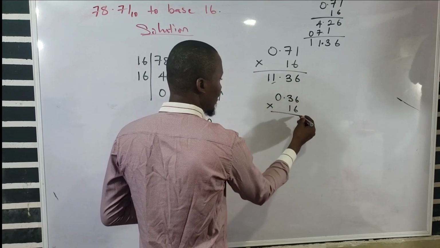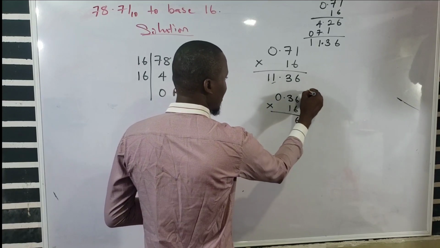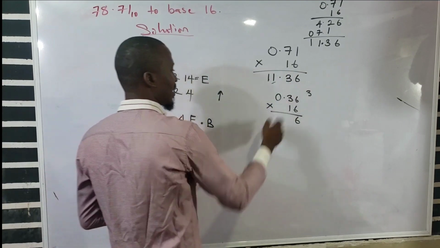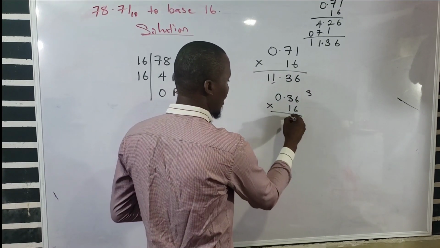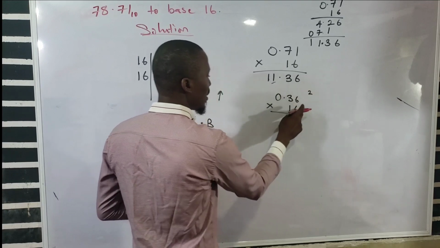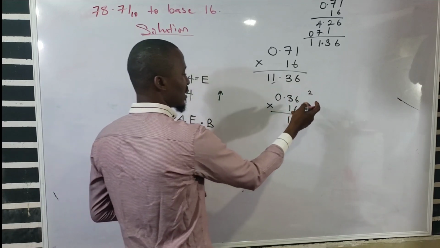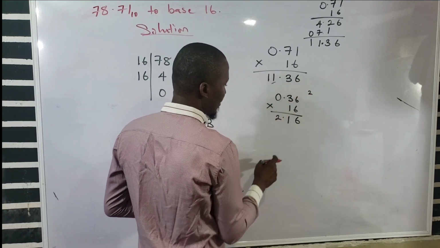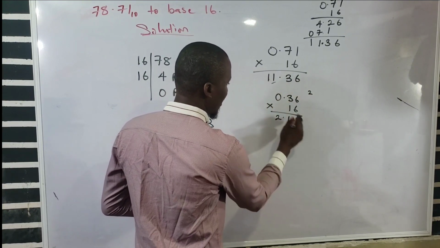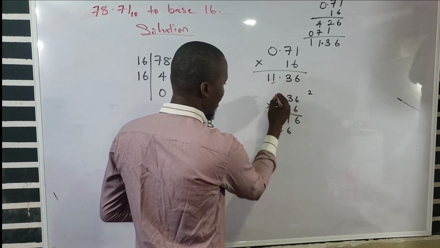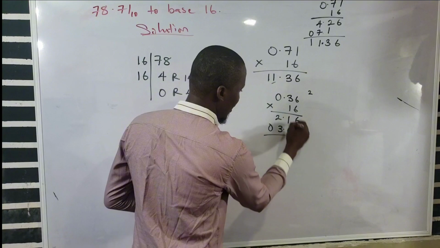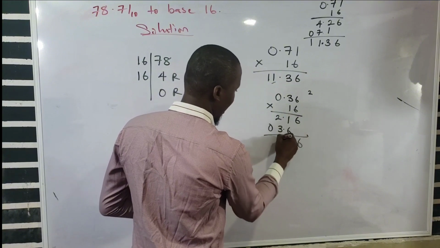So 6 times 6 will give us 36. I have 6, take 3. 6 times 3 will give us 18 plus 3. That will give us 21. I'll write 1 and take 2. 6 times 0, 0 plus 2, 2. So that will give us 1 times 6 will give us 6. 1 times 3 will give us 3 and 0. So that will give us 6, 7, and 5.